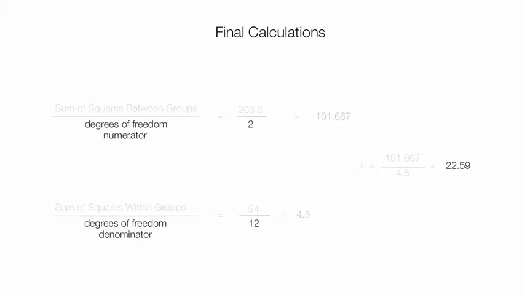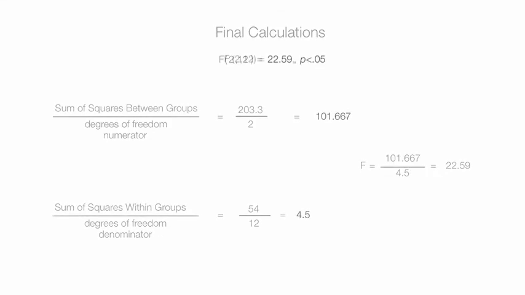You often see the F test or F scores written this way. So F(2, 12), where that 2 is the degrees of freedom of the numerator, comma, 12, and that's the degrees of freedom of the denominator. This is equal to the actual F ratio, which is 22.59, which we calculated. And also you'll see a little comma, P is less than 0.05, and that's your level of significance.